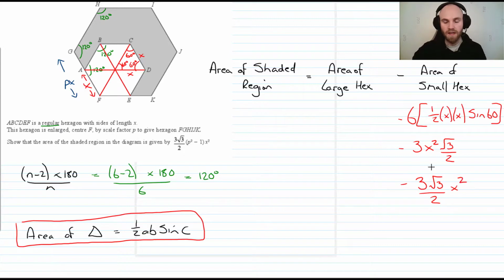And just to tidy this up a little bit more, this is going to give us root 3 over 2 x squared. And even though we're nowhere near finished at the moment, this should give you a lot of confidence, because if you look in the question, we do have this 3 root 3 over 2, which we have here. So I'm feeling confident now that I'm on the right track.